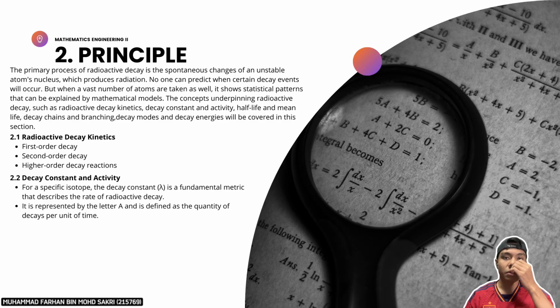Then 2.2, decay constant and activity. For a specific isotope, the decay constant λ is a fundamental metric that describes the rate of radioactive decay. It describes the likelihood that a single radioactive atom will decay during a given period of time. The decay constant, whose value depends on the particular decay process, is connected to the half-life of the isotope. Activity, represented by the letter A, is defined as the quantity of decays per unit of time. The decay constant can be used to compute the activity, A = λN, where N denotes how many radioactive atoms there are.